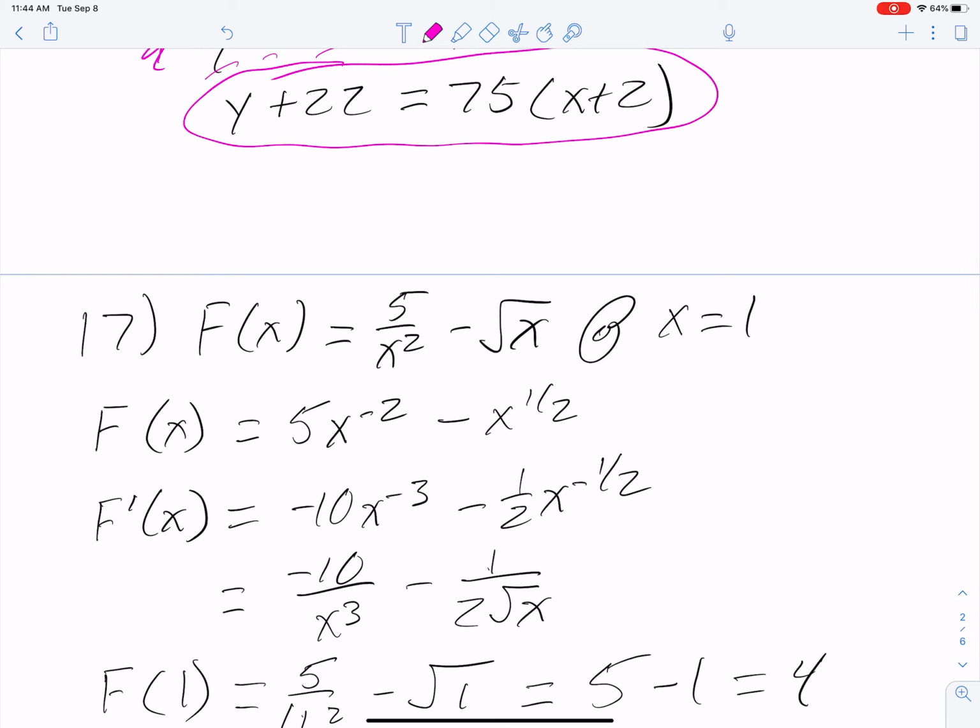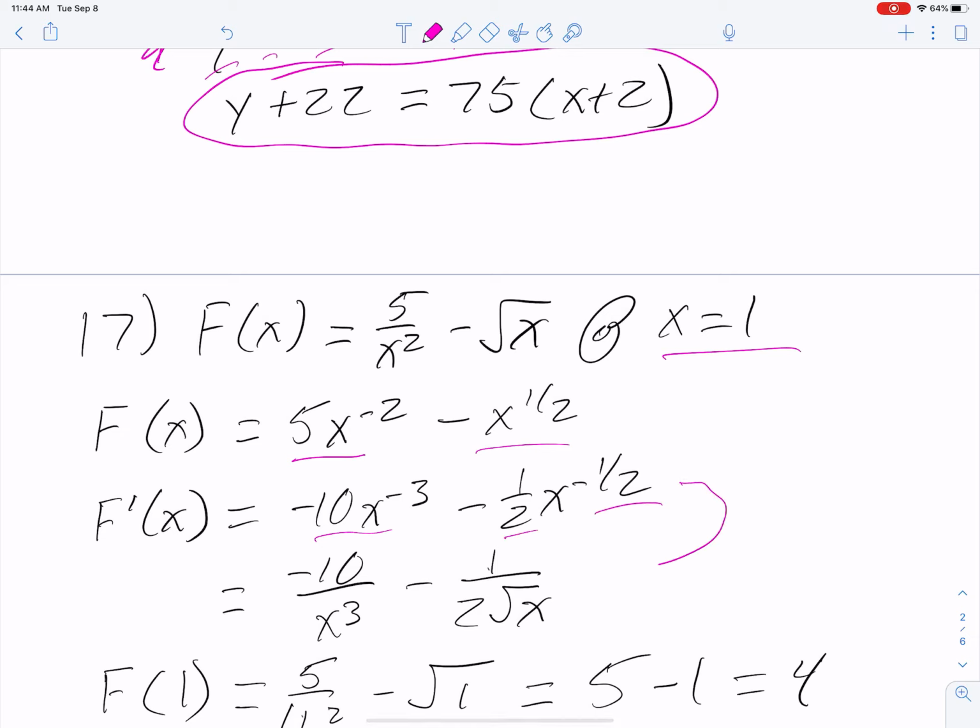For 17, I've got to do just a little bit of rewriting so that I can find my derivative. And since I'm actually being asked to use this derivative to plug in 1, I'm going to have to take the time after I find my derivative to rewrite my equation. So I use my power rule. 5 times negative 2 minus 1 gets me my negative 10x to the negative 3rd. Negative 1 times 1/2, 1/2 minus 1.